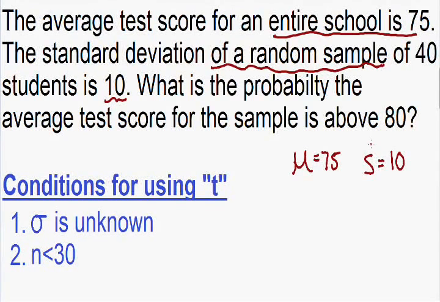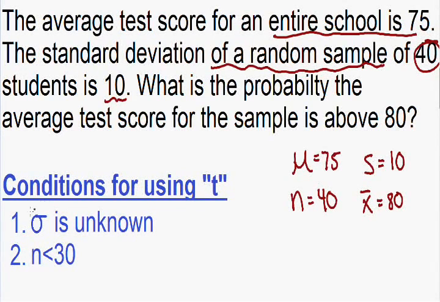So our sample standard deviation, which we write with the letter S, is equal to 10. And it also says that the random sample is 40 students. So we know that in our sample we have 40 students. So our sample size n is equal to 40. And once again, it's asking us what is the probability that the average test score of the sample is above 80. So our average for the sample is equal to 80, and we want to find the probability that it's above 80. So what test do we use? Do we use a t-test or do we use a z-test?